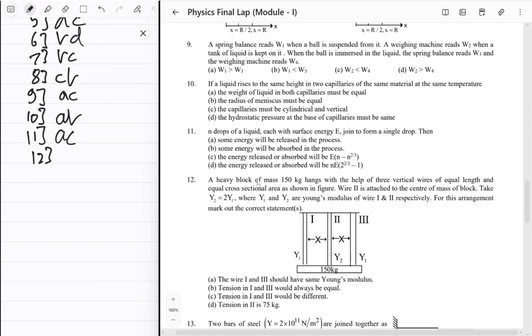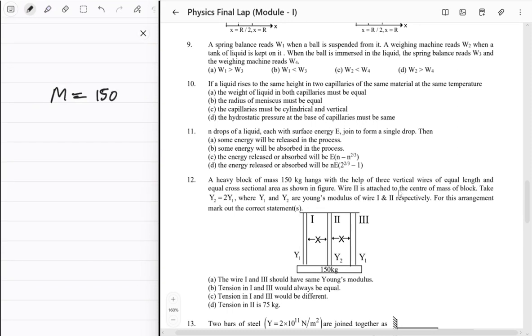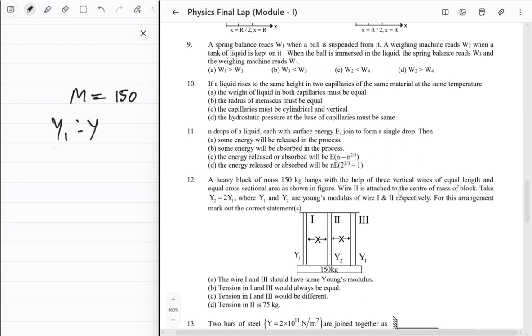Twelfth question is, a heavy block of mass something hangs with the help of 3 vertical wires of equal length and cross section area is shown. Wire 2 is attached. So mass कितना है? 150. Y2 is equal to 2Y1, where Y1, Y2 are Young's moduli of wire 1 and 2. So okay, Y1 का है Y and Y2 का है 2Y. Y3 का अपने को पता है कि इसमें Y3 का ही है ही नहीं.